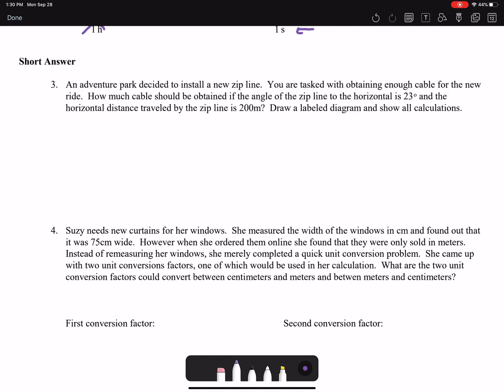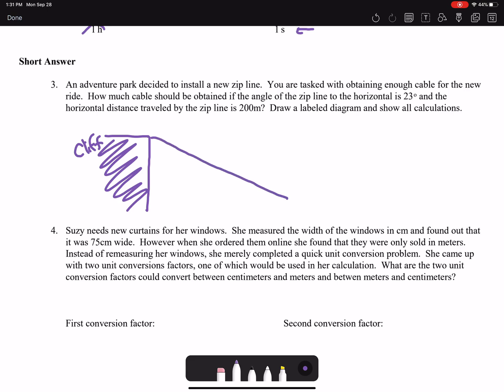Okay, so we'll attach this zip line. Let's say it's attached to a cliff here. Okay, here's a cliff, and we're going to have a zip line. It's going to come down like this. It said the angle to the horizontal is 23 degrees. So this is going to be 23 degrees right here, right? And the horizontal distance traveled is this right here. So this is going to be 200 meters, right?